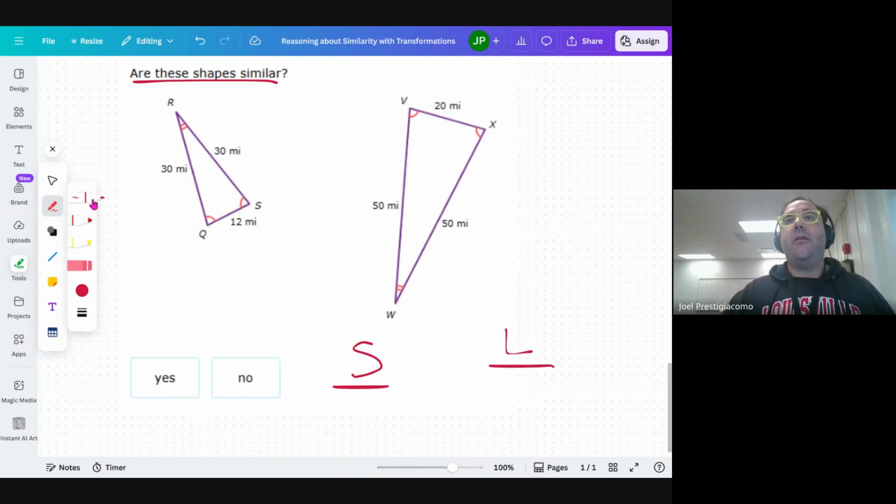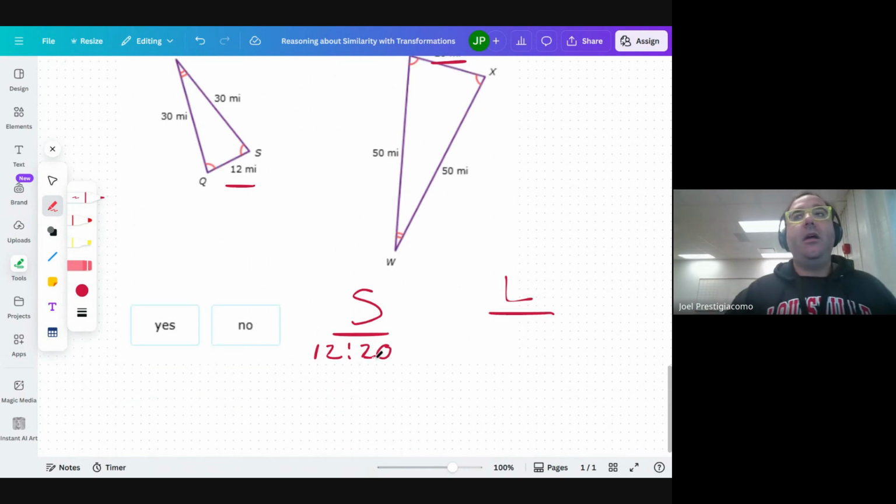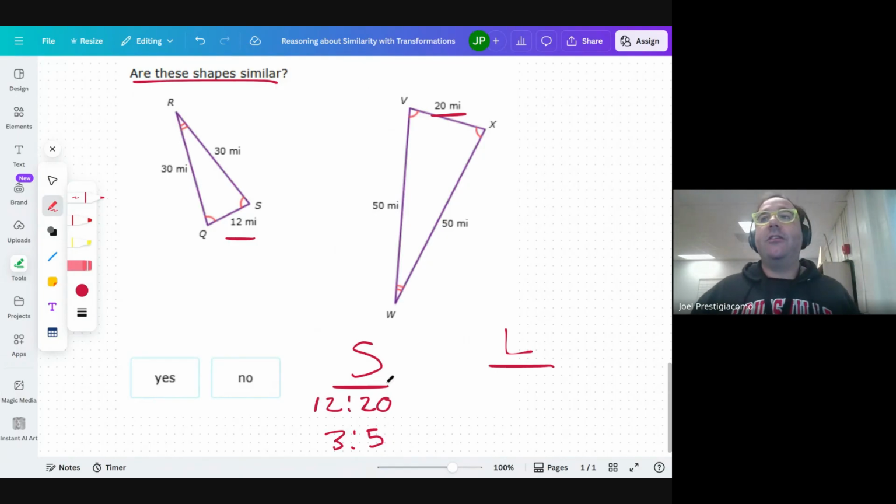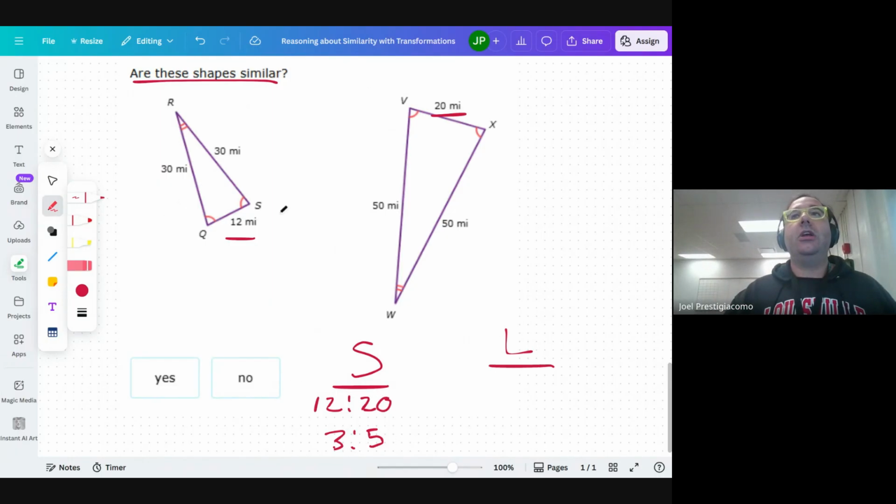So let's compare. On the left, we have a 12. On the right, we have a 20. So 12 compared to 20. We could divide this a few times, but each of these is divisible by 4. So this is the same thing as 3 to 5. That's the same idea. 3 times 4 makes 12. 5 times 4 makes 20. So this is what it boils down to: 3 units over here, 5 units over here.